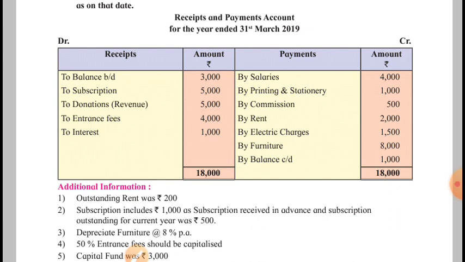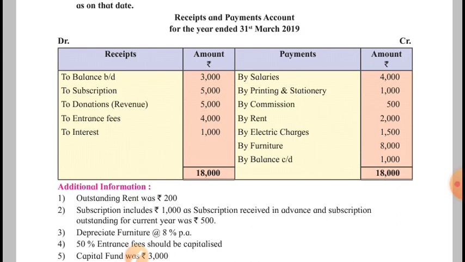On the payment side, we paid for salaries, printing and stationery, commission, rent, and electricity charges. All these five items are expenses for the business. Revenue expenses: salaries, printing and stationery, commission, rent, electric charges. These five items will be debited to income and expenditure account.